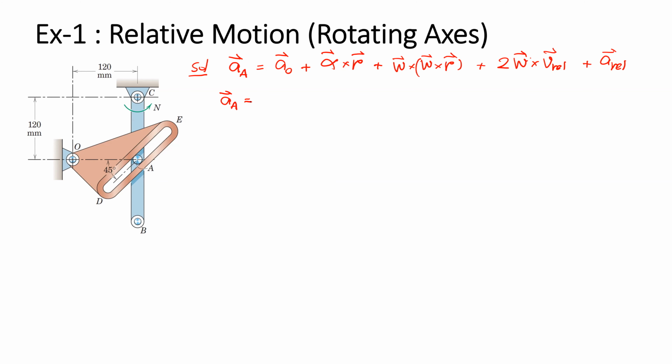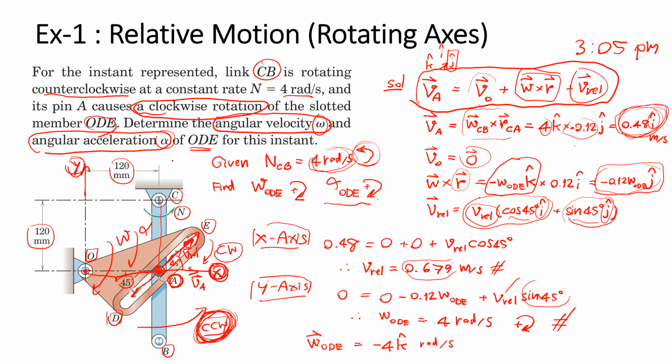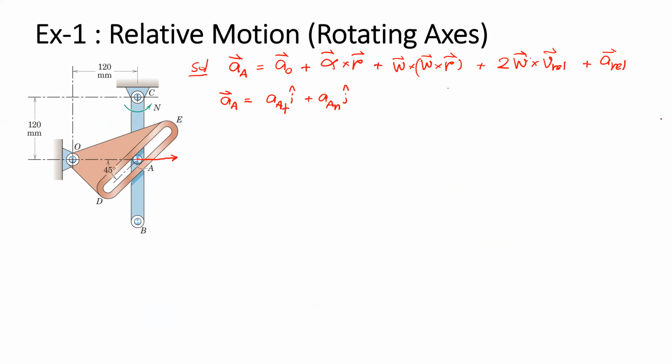We may consider that we have the acceleration of point A in the tangential direction and the acceleration of point A in the normal direction. For example, at point A we have the velocity of point A, 0.48 i. The velocity of point A is in the horizontal direction.